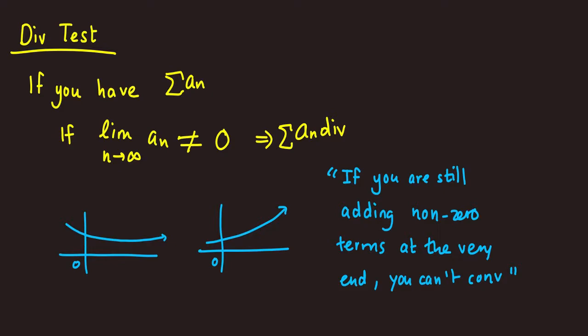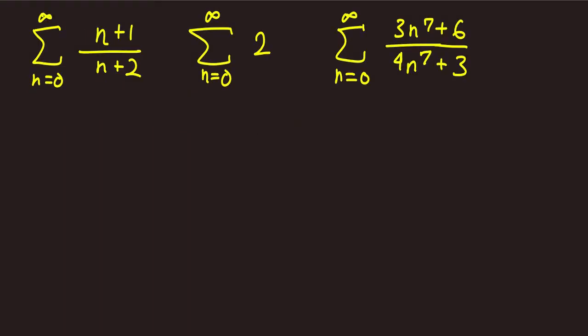For each of the examples in this video, I encourage you to try to find the limits of the sequences yourselves so you can understand why they diverge. So let's take a look at these three examples.